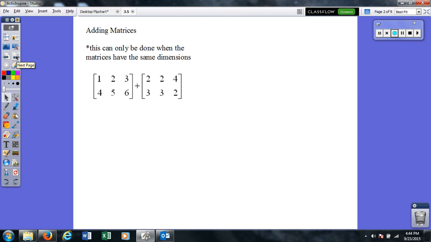If we're going to add matrices together, it's actually quite simple. We just add the corresponding pieces together. So we're going to build a new matrix. It'll have all the exact same dimensions, so this one will also be a 2 by 3 matrix. And we're going to add the top left of each one. So 1 plus 2 is 3. Adding top left plus top left gives you 3.